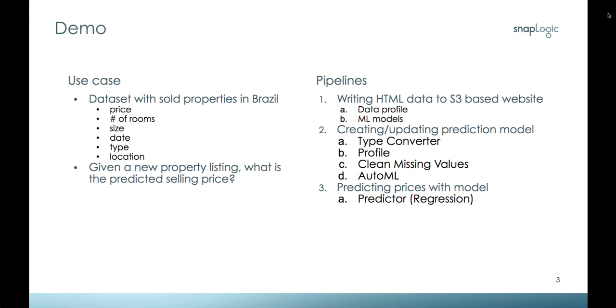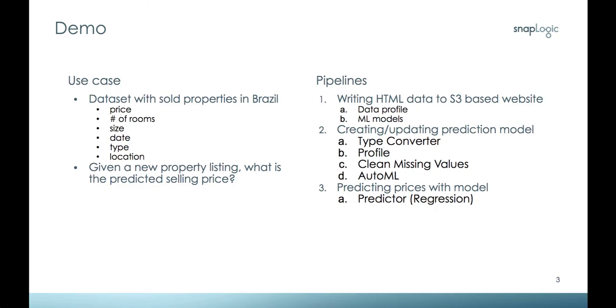So simply, we're going to provide some sample data of new properties in Brazil that hasn't been on the market yet. And we're going to feed that data into a predictor machine learning snap that also has access to the model that has been created in the second pipeline. And the result of that third pipeline will be an output where we will have the predicted price for each of those properties that we want to understand the price for.